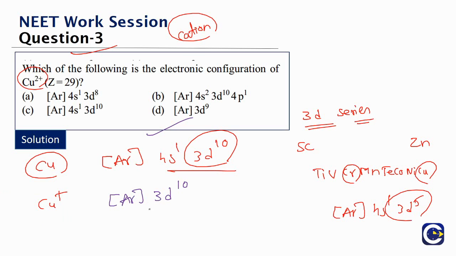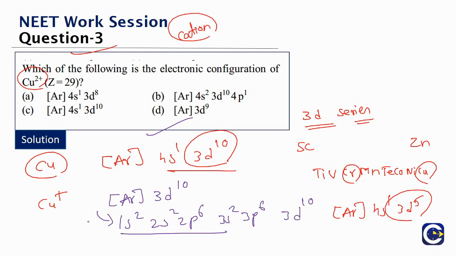Okay, now for copper plus, what is the expanded arrangement? Argon means what? 1s2 2s2 2p6 3s2 3p6. This is argon. Check it, 18 electrons. Then argon 3d10 means what? After this we will have 3d10. This is the arrangement of copper plus.